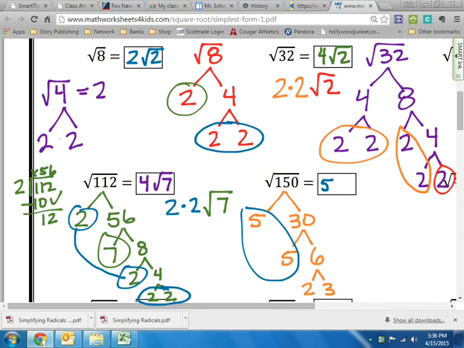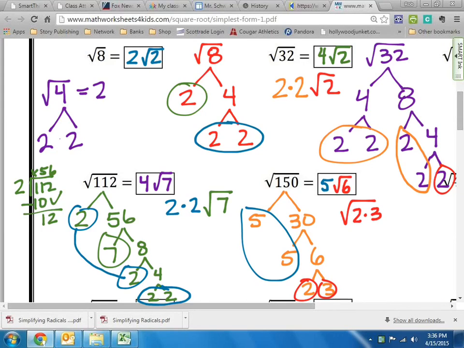And then I have a 2 and a 3 that are separated, meaning they don't have any pairs. So I have to write both of them inside the square root. So square root 2 times 3. And 2 times 3 inside the square root equals 6. So 5 square root of 6 is my answer right there.